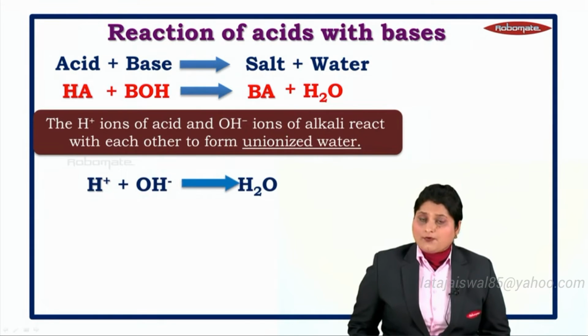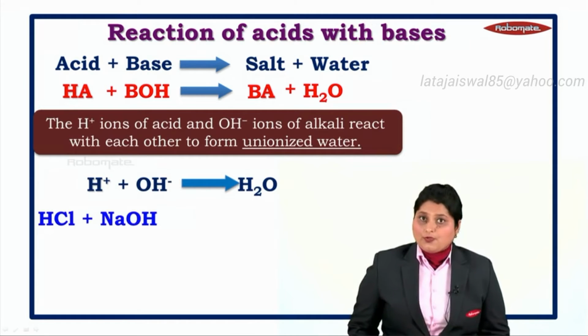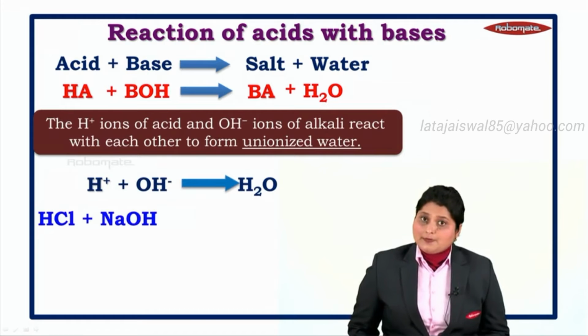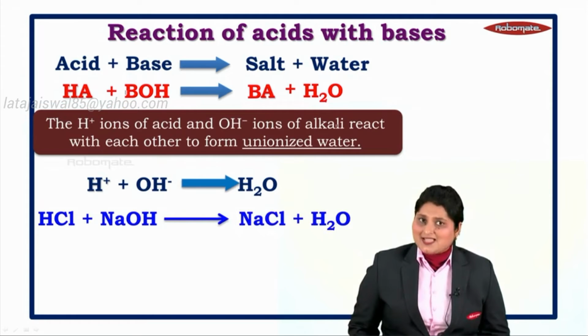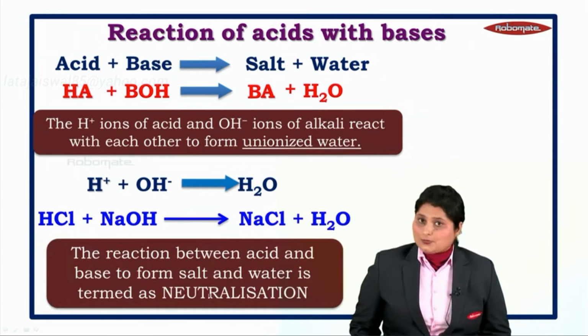Let's learn something more. Now, this H plus and OH minus ions come together and form H2O. We take a particular example. For example, we take HCl, that is hydrochloric acid. When it reacts with NaOH, that is sodium hydroxide, we get NaCl and H2O. Here NaCl is salt and H2O is water.